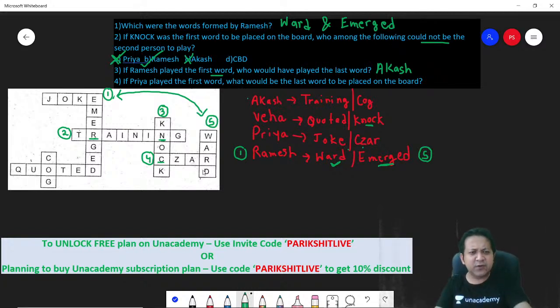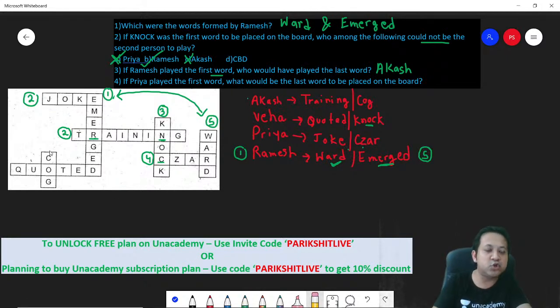Anyone who thinks if the first word is Emerge, the second word can be Joke also? No, that's not possible. Why? If the second word is Joke, then the third word will be Training, the fourth word would be Knock, the 5th word would be Czar, and the 6th word would be Word. But that's not possible. Why? We have this constant: the 5th word is Word. That's constant. So the second word cannot be Joke. You should not have that doubt.